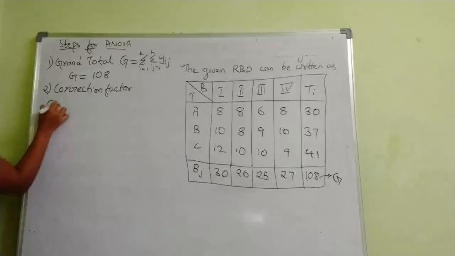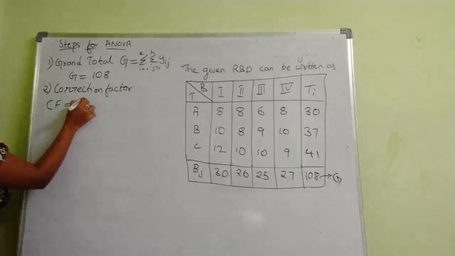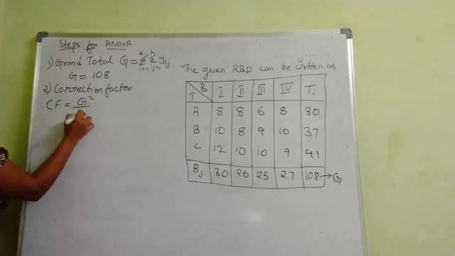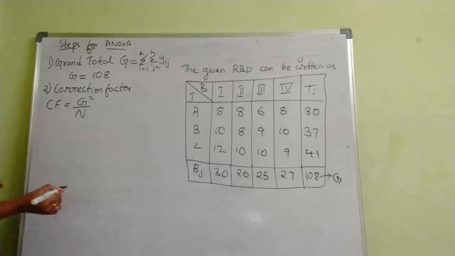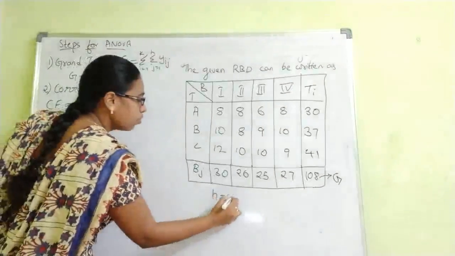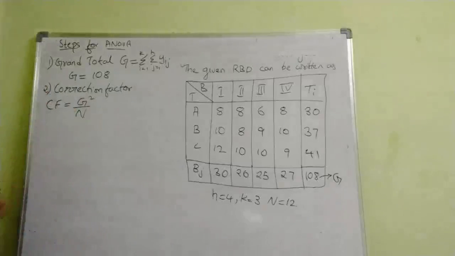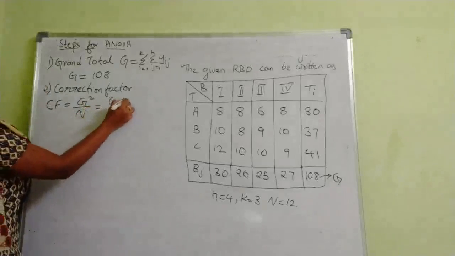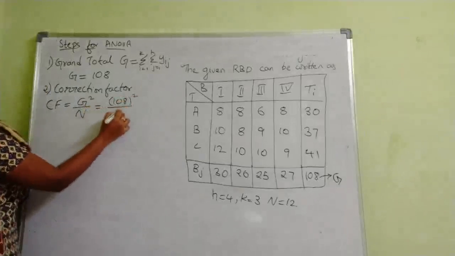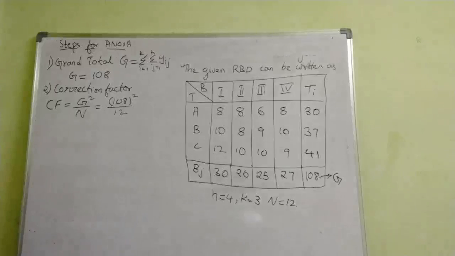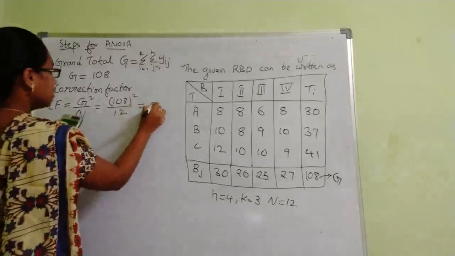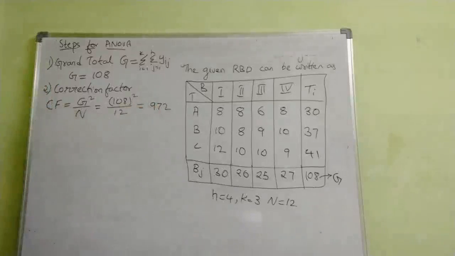So this correction factor CF is equal to, what is the formula for correction factor? G squared by capital N. So what are the values we got? h equals 4, k equals 3 and N equals 4 3s are 12. Now G square means 108 whole square divided by N value 12. So 108 square by 12 is 972. So this is the correction factor value.